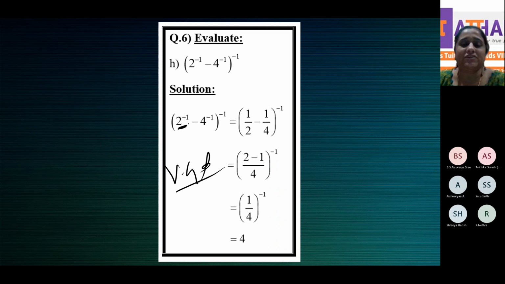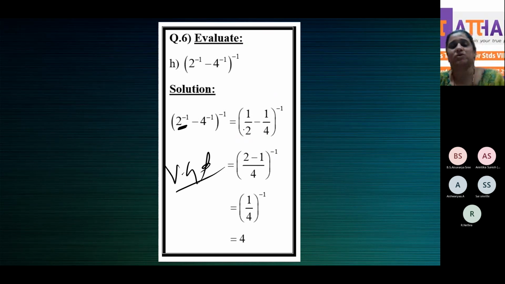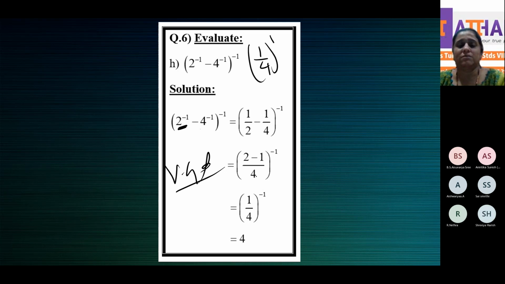So 2 to the power minus 1 is nothing but 1 by 2. 1 by 2 to the power 1, which is 1 by 2. 4 to the power minus 1, reciprocal of the base, negative of the power. So it's 1 by 4. On taking the LCM, we get 2 minus 1 by 4, the whole power minus 1, which is 1 by 4, the whole power minus 1. Again, reciprocal of the base, 4. Negative of the power, 1, which is 4.